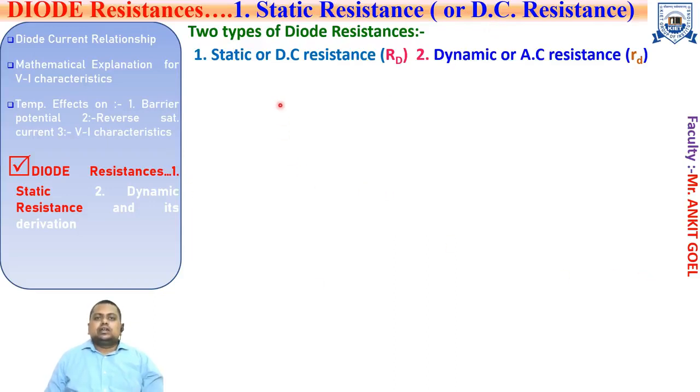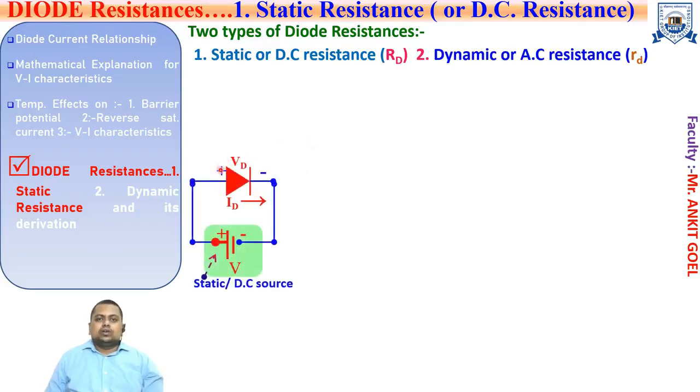So static resistance is the resistance offered by the diode when the static conditions are established across the diode. So this is the diode we have, in which the diode is connected with the static DC voltage source. This static DC voltage source is responsible for establishing the constant voltage and current across this diode. As soon as this DC source is connected to this network, the voltage and current across the diode is not going to be changed. So the resistance offered in this situation is called the static resistance.